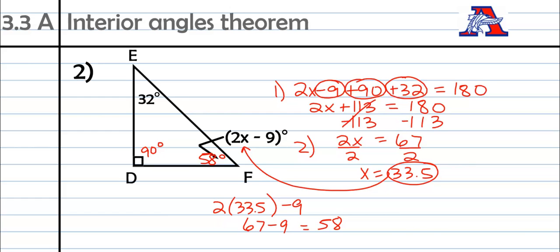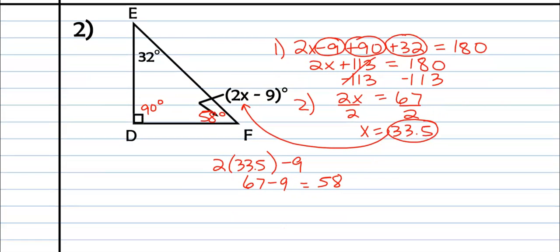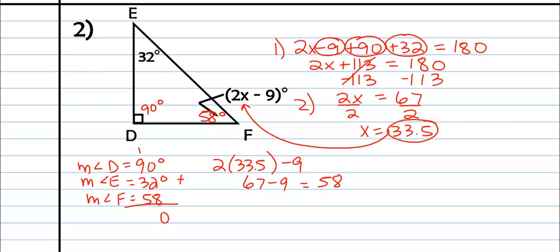Last thing that we want to do is make a list of all of our angles. So measure of angle D is 90 degrees. Measure of angle E is 32 degrees. And measure of angle F is 58 degrees. If we want to double check our work, we can just add all those together. Let's add down the column here. 0 plus 2 plus 8 is 10, carry the 1. Then we have 9 plus 1 is 10, plus 3 is 13, plus 5 is 18, so 180. So that's good. That means that we got that right.